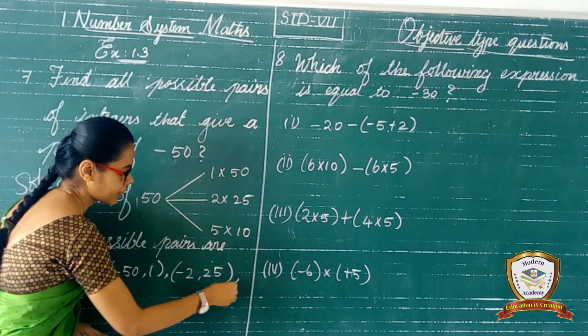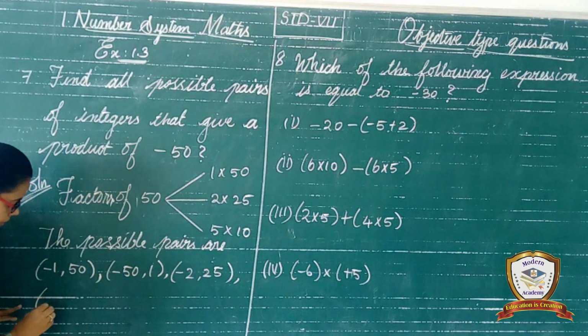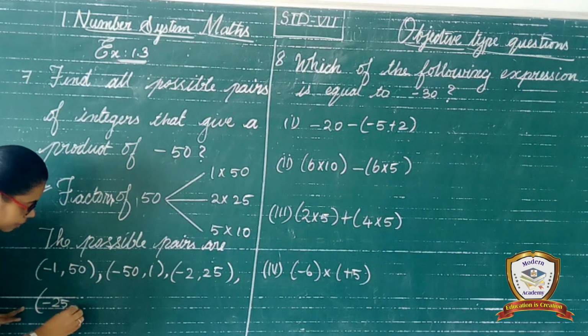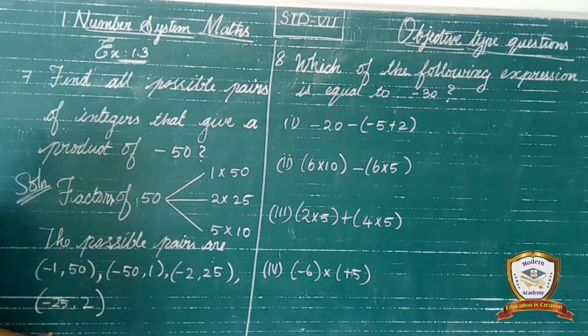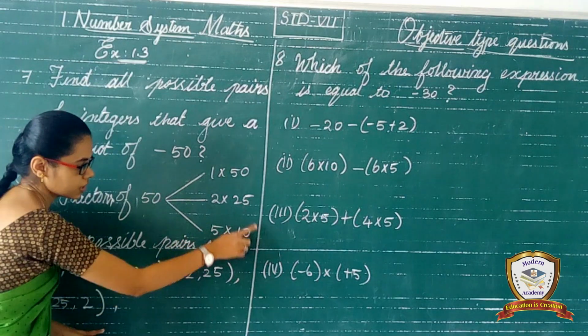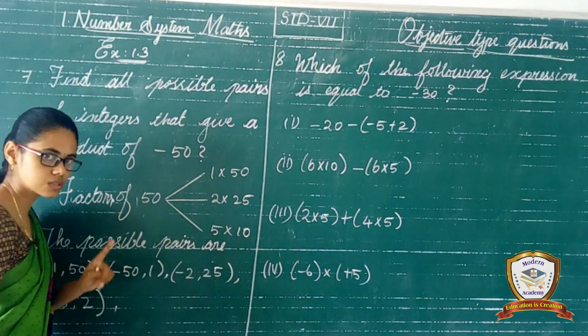So this is one pair. And next, minus 25, comma 2. So this is another pair. Right? And next, you got the next number, 5 into 10. So this is one pair.